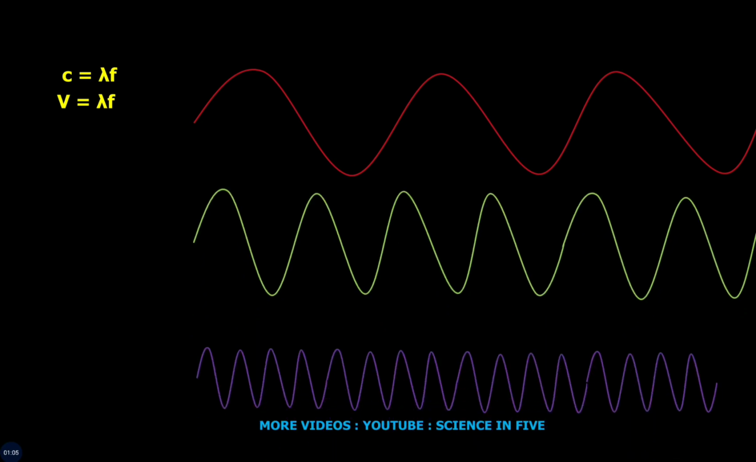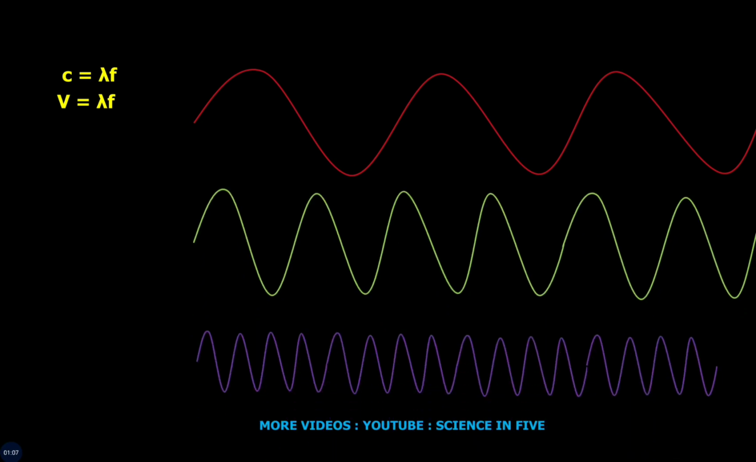Suppose we are given 3 wave patterns: a red pattern, a green pattern, and a purple pattern. What are the differences that can be observed? Well, it looks like in the red pattern, there are few of the waves. In the green pattern, there are more of the waves. In the purple pattern, there are a lot more of the waves than the other two.